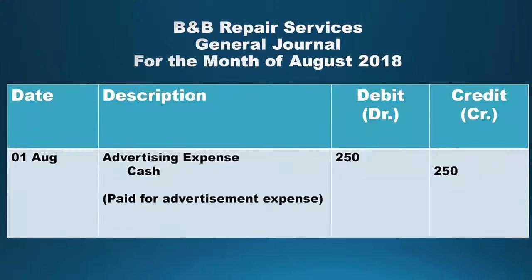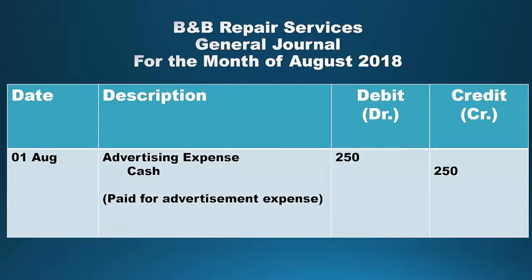August 1st, paying for advertising. Step 1, review the journal entry. The journal entry for August 1 was debit advertising expense, $250, credit cash, $250. This tells us two accounts are affected, advertising expense and cash. We'll now post these amounts to their respective ledgers.